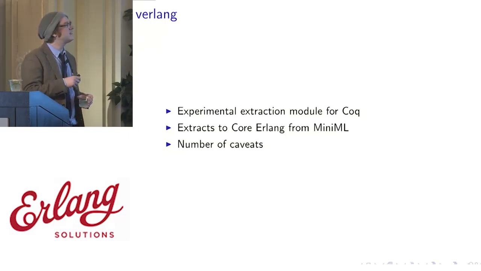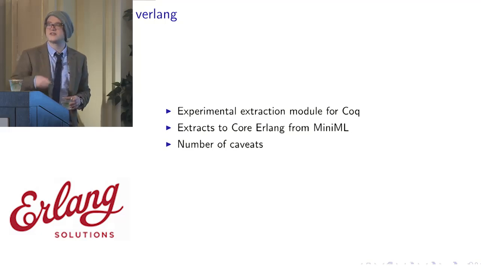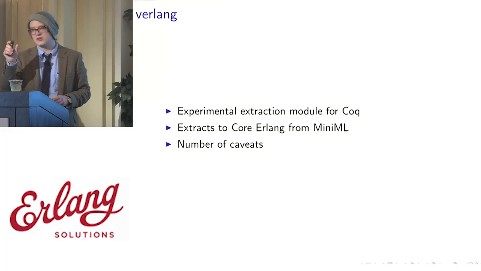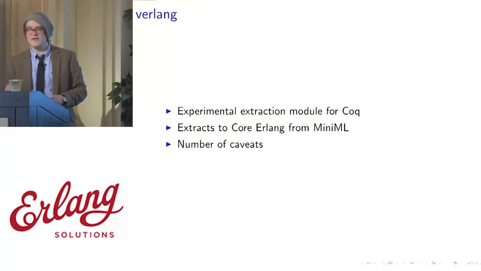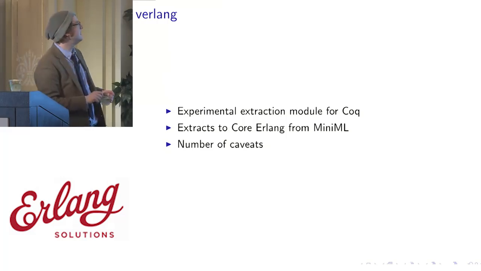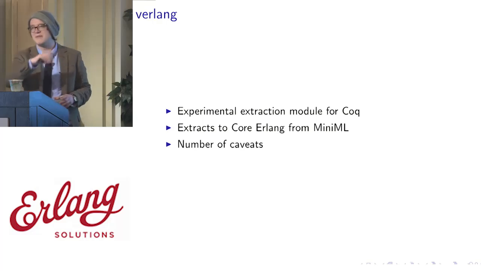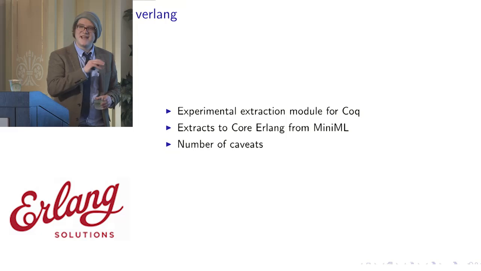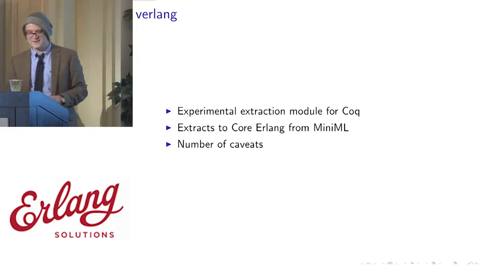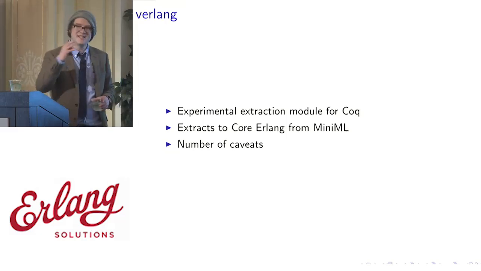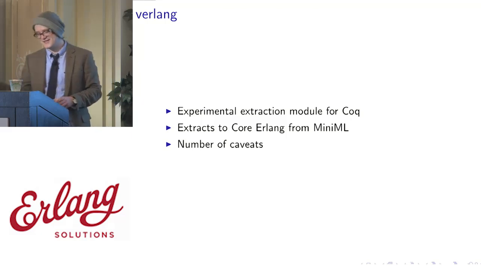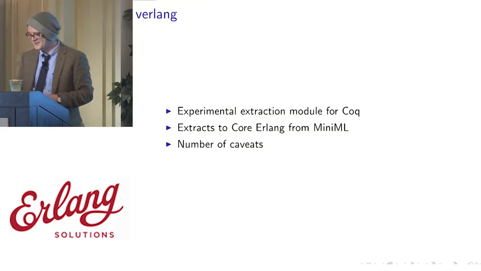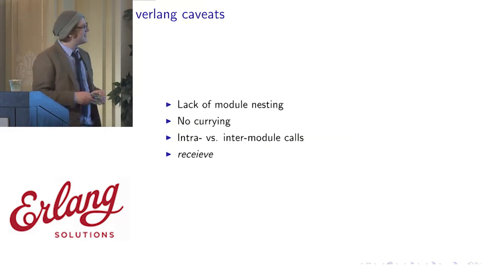The way it works is that when you go to do the extraction, it uses an intermediary language called mini-ML, which is a desugared subset of ML. And then that goes to either Haskell or OCaml or Scheme. What this does is provide a mapping from mini-ML to core Erlang. And it's got a number of caveats, because you can imagine we're going from a very typed language to a dynamically typed language, so there's a bunch of challenges about how you map that together. So let's look at what these caveats are.